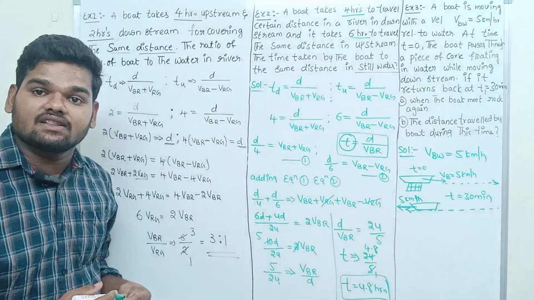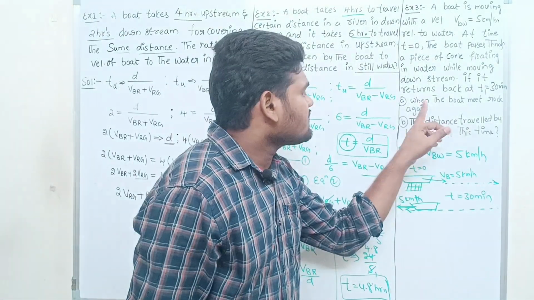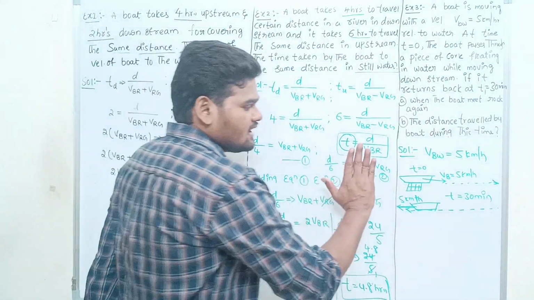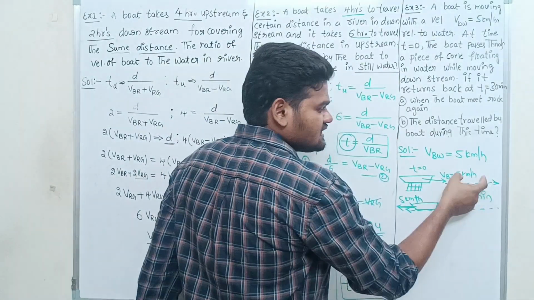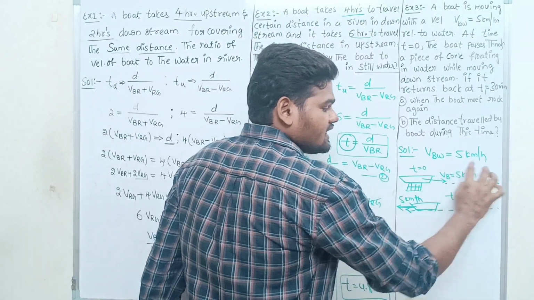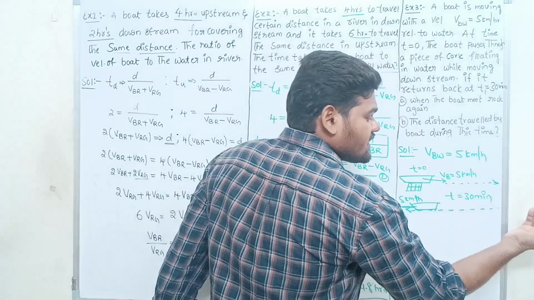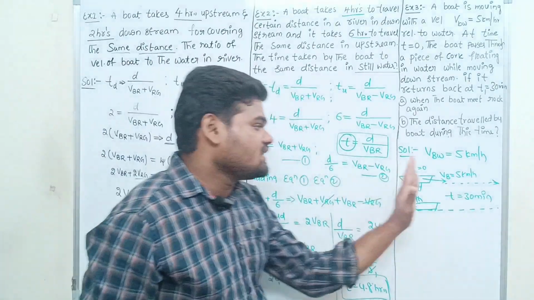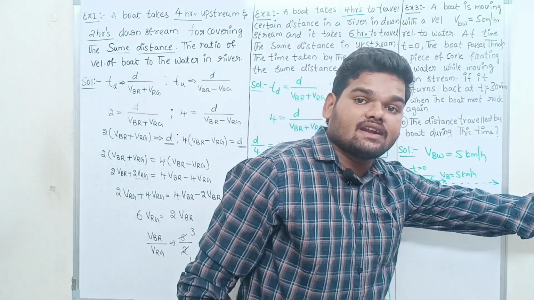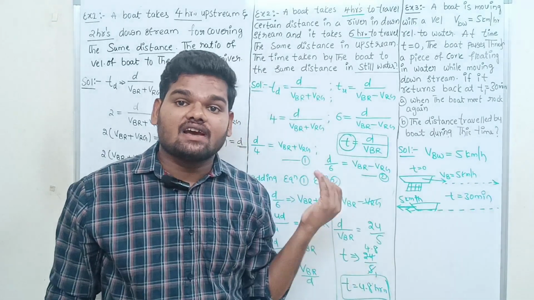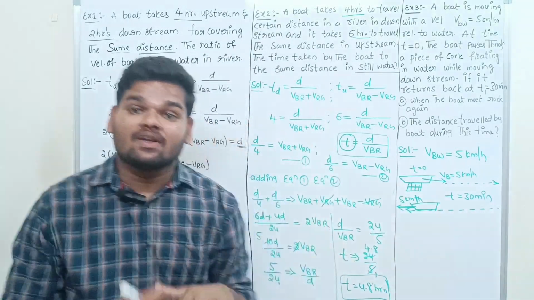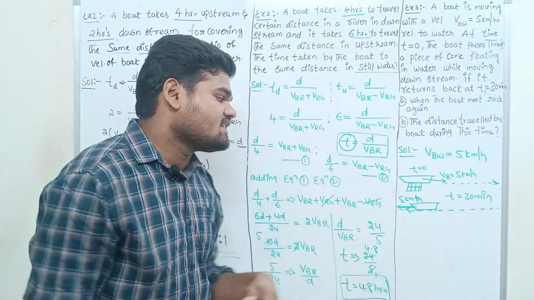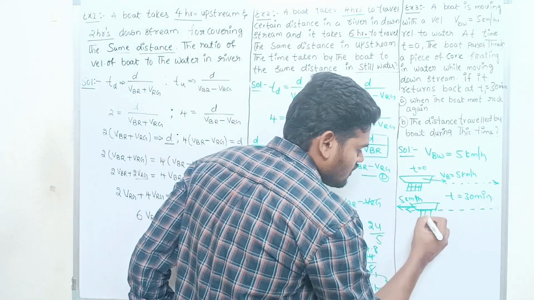T is equal to how much? 30 minutes. Then what do we have to find? When the boat meets the craft again. It travels in this direction with this much speed, in the downstream direction, and after time t equals 30 minutes, it returns back. That means with the same velocity it moves downstream, and with the same velocity it moves upstream. Then what is the total time taken by the boat to meet the craft?